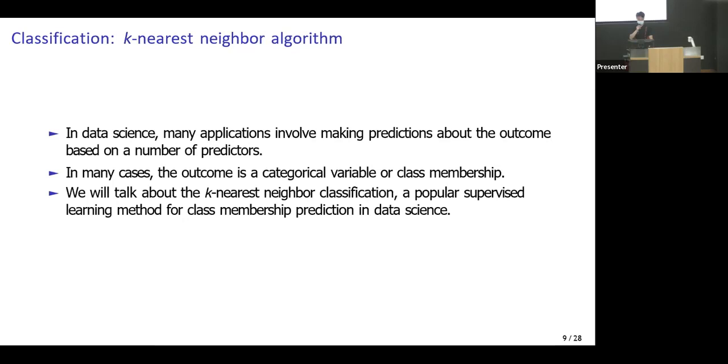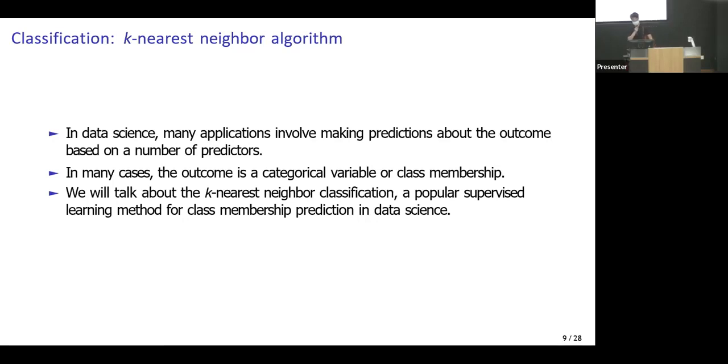And so in the remaining time, I will talk a little bit about the topic at hand today, which is how do we predict spam messages in your mailbox. So here, I'm going to talk a little bit about an important application in data science, which involves making predictions about the outcome based on a number of predictors. In many cases, the outcome is a categorical variable or class membership. I will provide you with a few examples shortly.